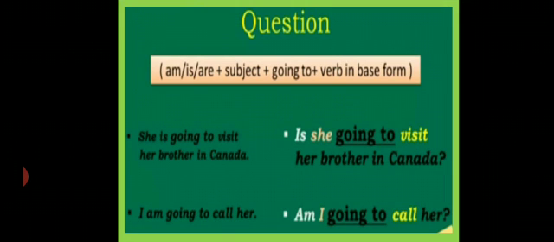Next is question sentences. Am, is, are will come first, at the first place in the sentence structure. Then subject, then going to, then verb in base form. For example, is she going to visit her brother in Canada? Am I going to call her?